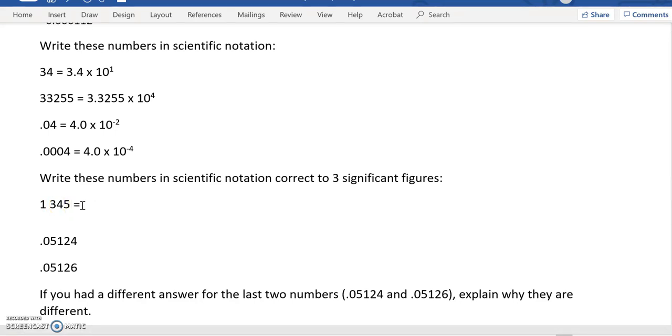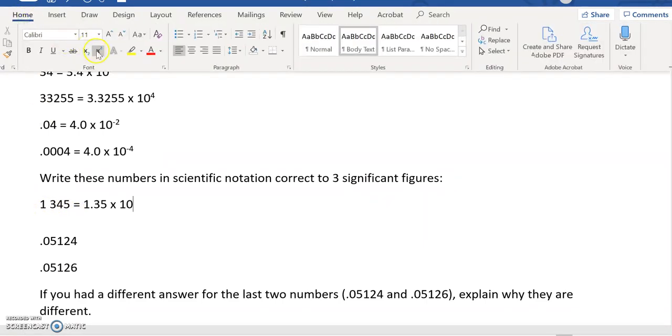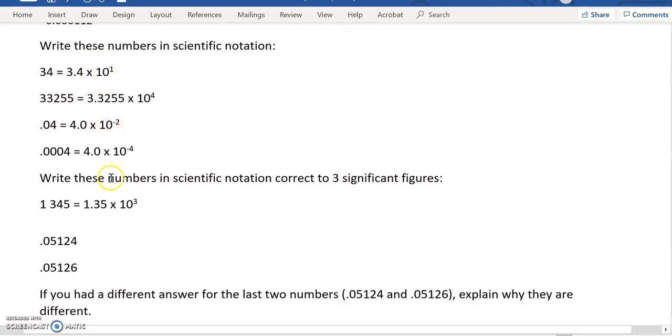So if we want to write that, it's 1.35 by 10. And if we want to check the number of places, we've got to move it 1, 2, 3 by 10 to the 3. Or we may just remember that this is in the thousandths column, the thousandths is 10 to the 3.